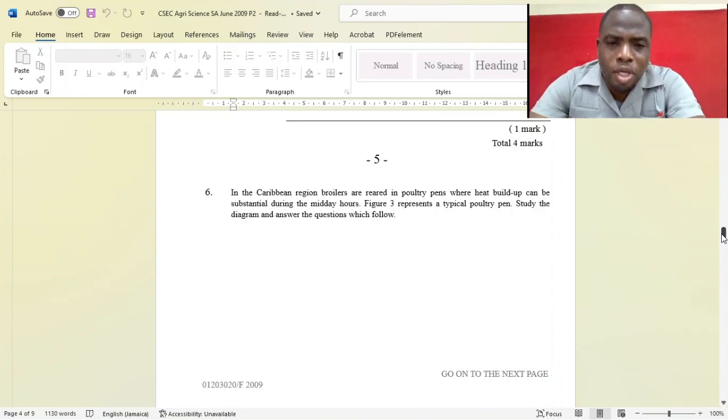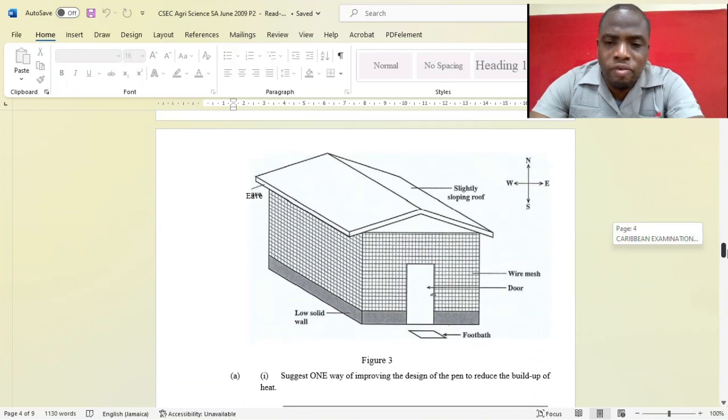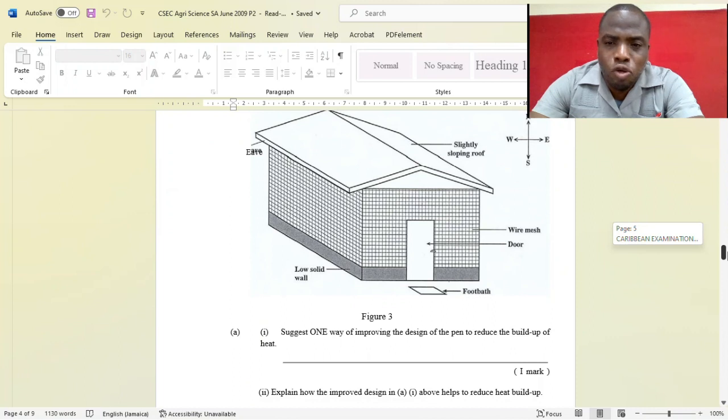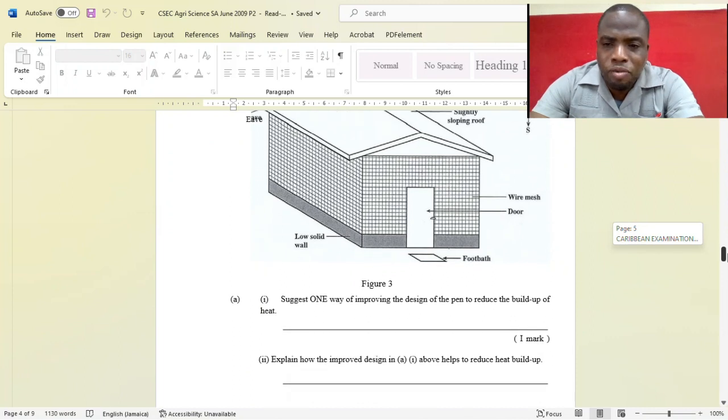Now, in the Caribbean region, broilers, and we know broilers are birds that are grown for their meat, are reared in poultry pens where heat buildup can be substantial during the midday hours. Figure 3 represents a typical poultry pen. Study the diagram and answer the question. When we look at the diagram, we're seeing the eave, the slightly sloping roof, the mesh, and the door.